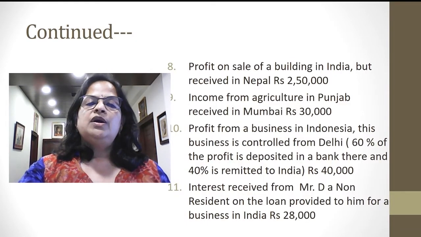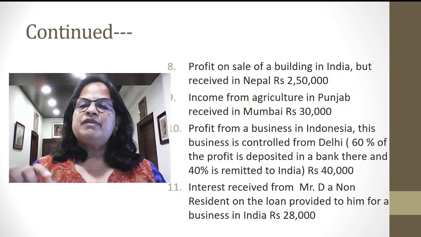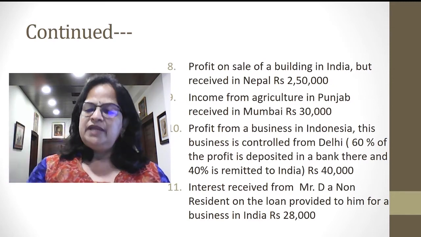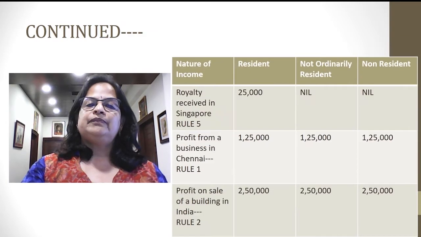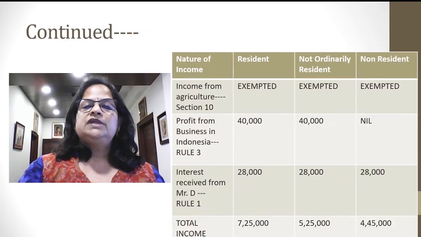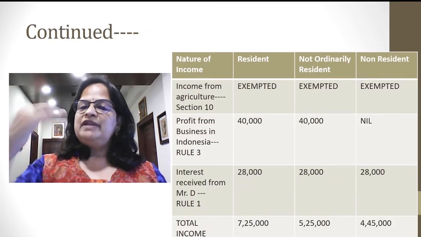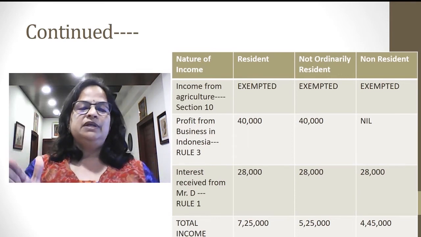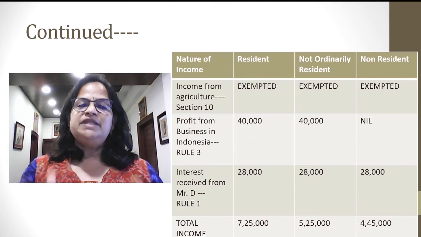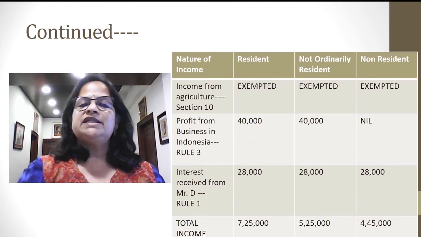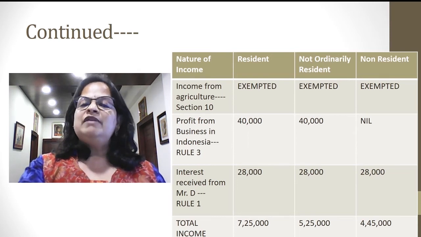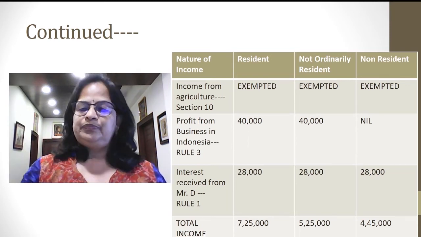Now point number 9, income from agriculture in Punjab received in Mumbai. Agricultural income in India is exempted. So this income from agriculture, when the same problem itself, agricultural income from Bangladesh, it was taxable. This is agricultural income from India, exempted in all the cases as per section 10. You have to write exempted, not to write nil. Nil we will write when it is not taxable.